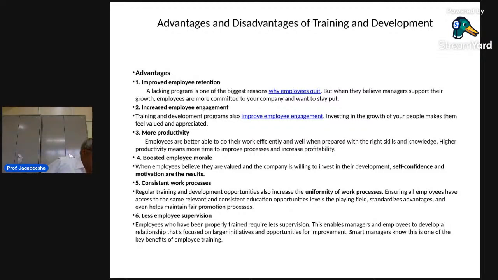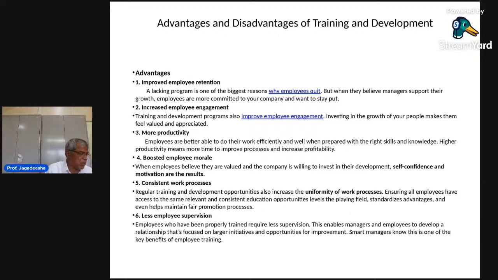This is another one. Training provides a consistent work process. Regular training and development opportunities increase uniformity of the work process, right? Everybody will have to follow only the procedure adopted, the process being followed. And if they are able to follow the process or the procedure relating to the technical work, they will be able to understand it and use it at the workplace consistently.